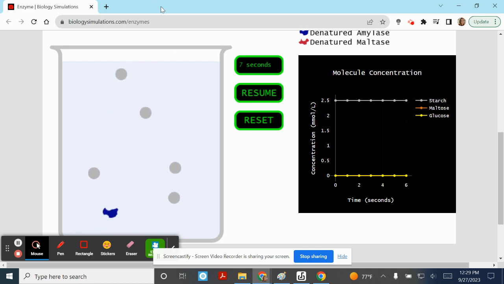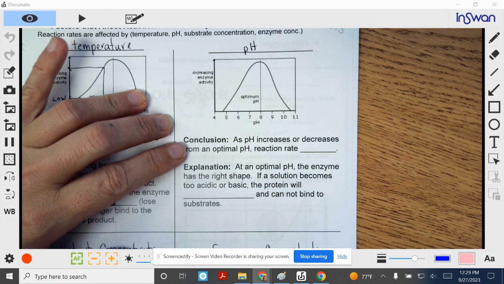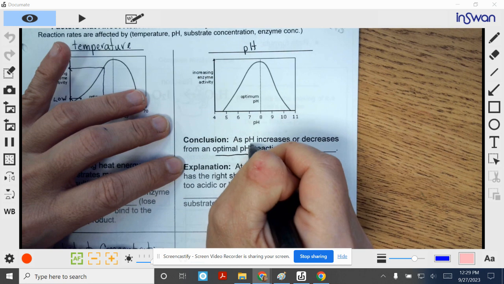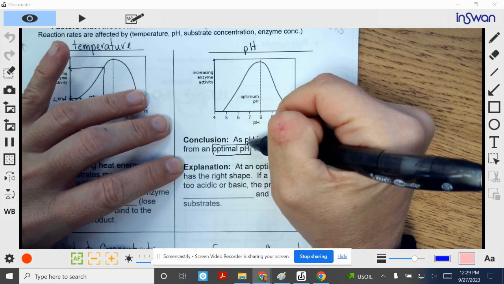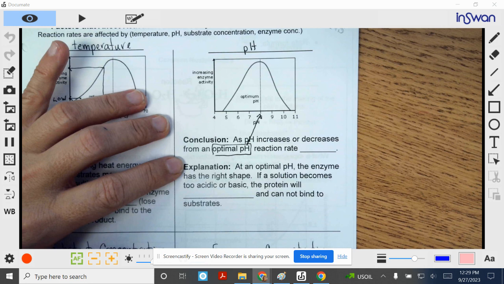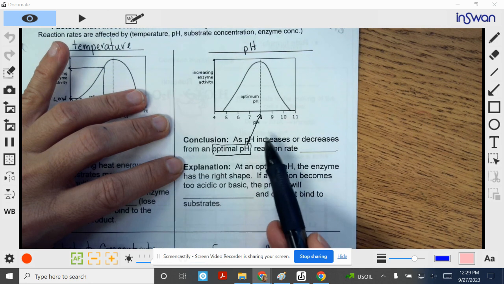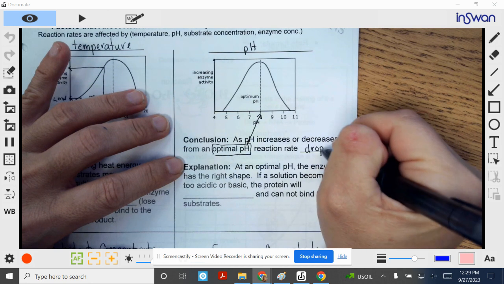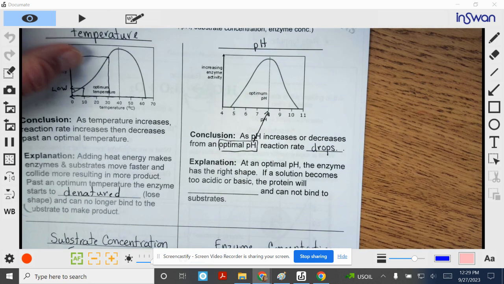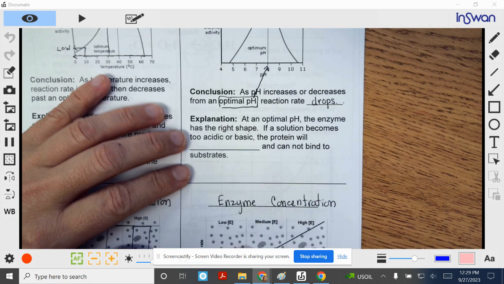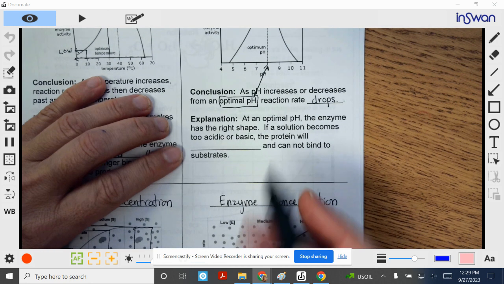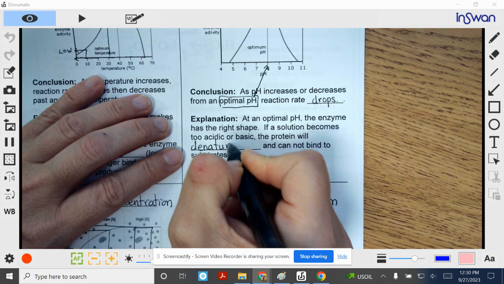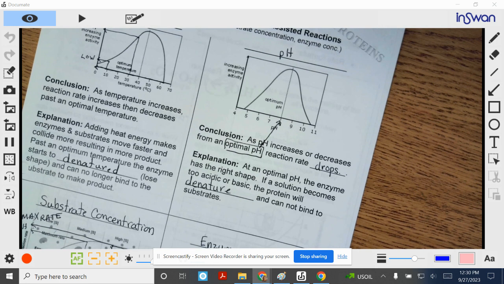All right, back to our notes here to finish up this page. So as pH increases or decreases from an optimal pH. For this enzyme that is catalyzing this reaction, it looks like it works really well at 8. If you increase or decrease too much from 8, the reaction rate drops. The reaction is going to happen a lot slower. So at that right pH, the enzyme has the right shape. Get too far away from that optimal pH, the protein will denature and it can't bind to the substrate.